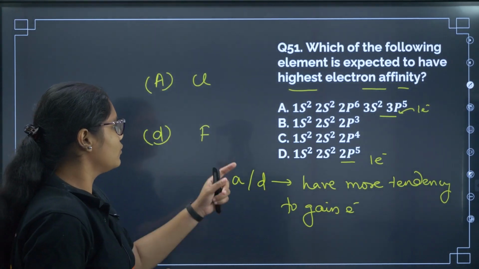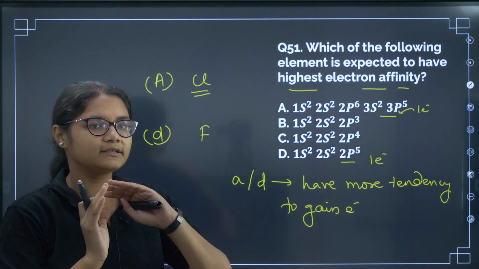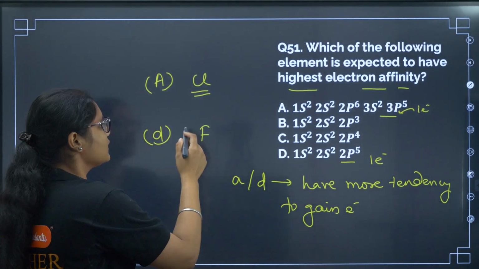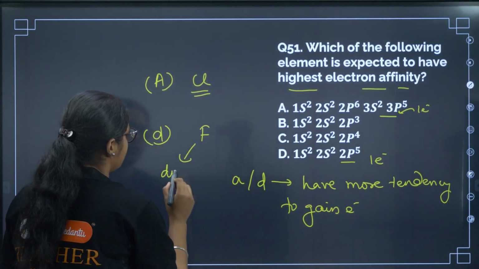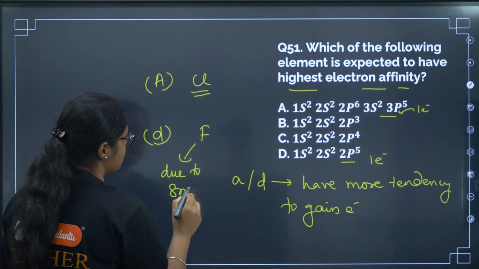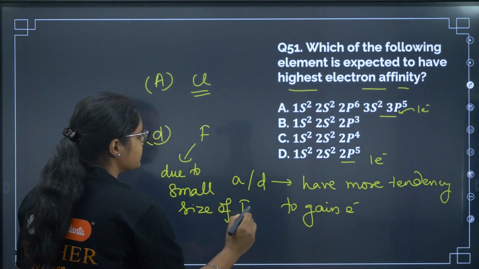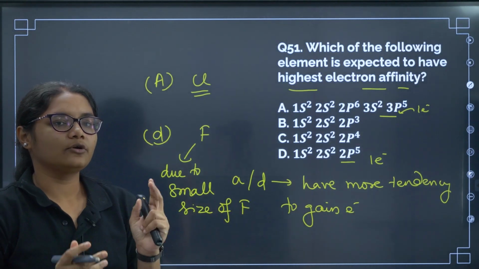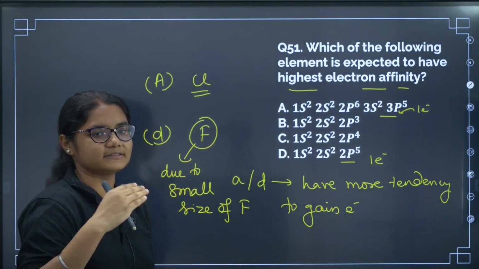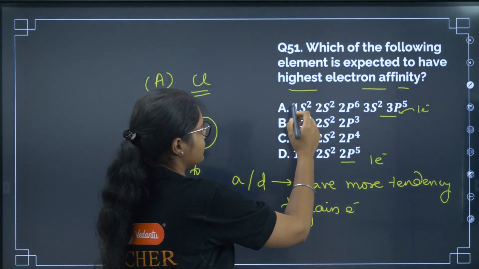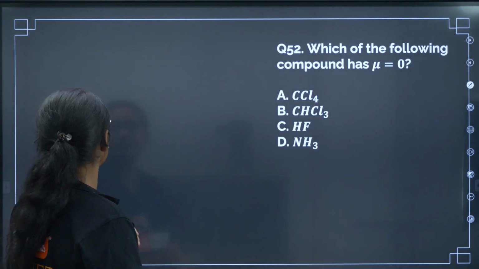The electron affinity of chlorine is more than fluorine, although fluorine is smaller in size. Due to the small size of fluorine, there will be electron repulsion, as a result of which the electron affinity of fluorine is less than that of chlorine. So the highest electron affinity is for option A. Okay. Now see the next question.